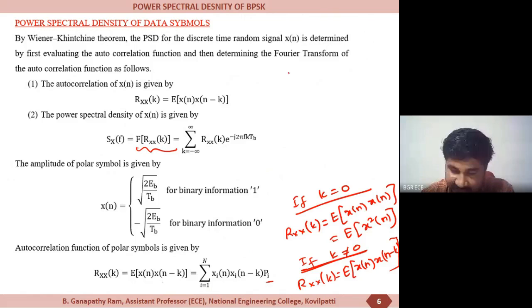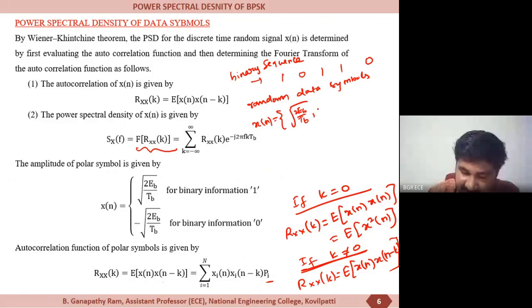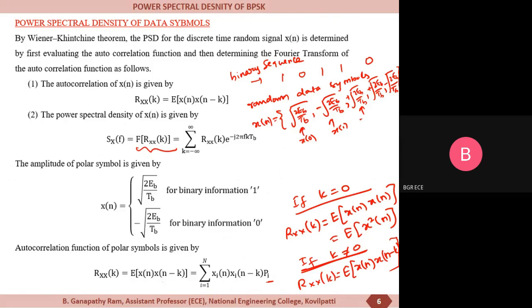here, suppose 10110 is representing a binary sequence, then the random data symbols are represented by square root of 2 EB by TB, minus square root of 2 EB by TB, plus square root of 2 EB by TB, plus square root of 2 EB by TB, minus square root of 2 EB by TB. Here, this is x of 0, this is x of 1, this is x of 2, this is x of 3, and this one is x of 4.